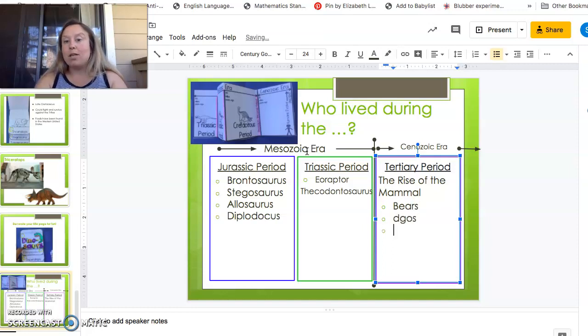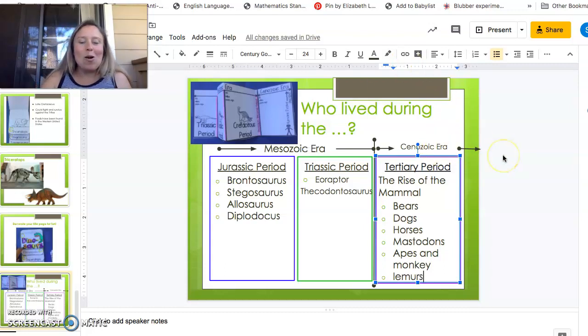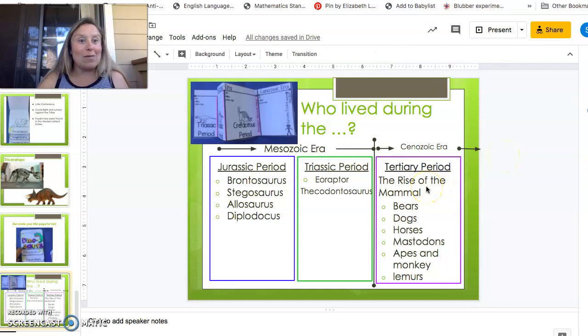Bears, dogs, horses, mastodons, apes and monkeys, and lastly, as part of my examples, we have lemurs. So here are the animals that lived during the rise of the mammal.